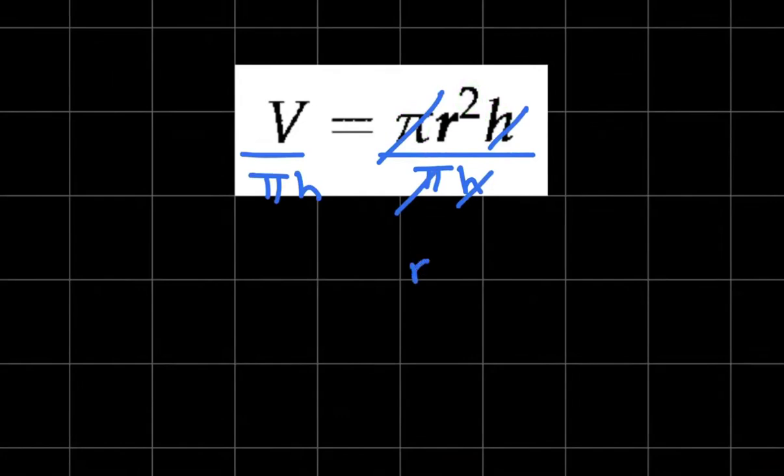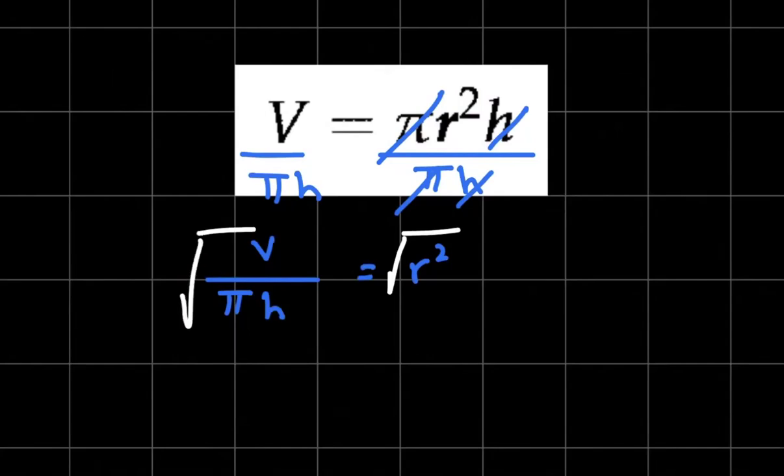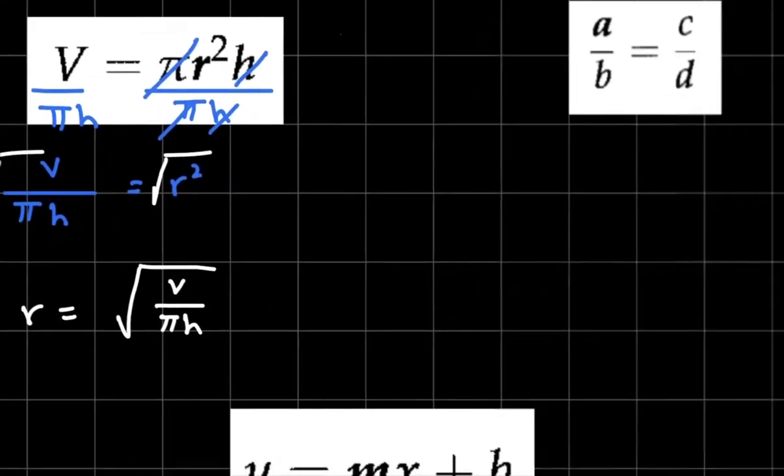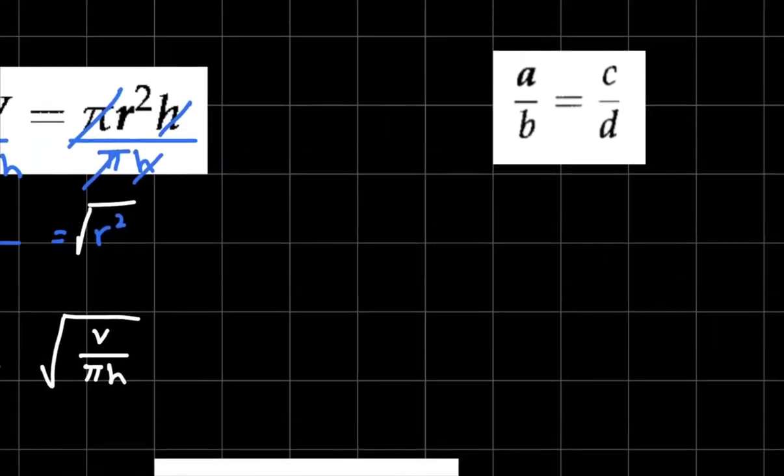So you will get r squared equal v over pi times h. How to cancel the square? To cancel the square, take the square root here and the square root here. So the square root cancels the square. So r equal the square root of v over pi h. Good, good.